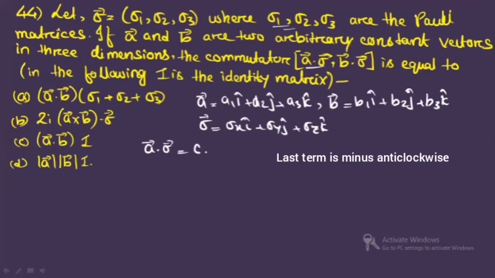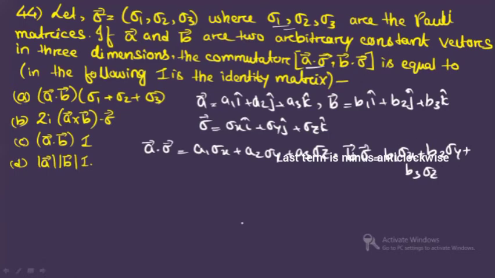It is equal to A1 σx + A2 σy + A3 σz, just multiply, it is a direct dot product. Similarly B·σ will be B1 σx + B2 σy + B3 σz, right? This is what you are having.